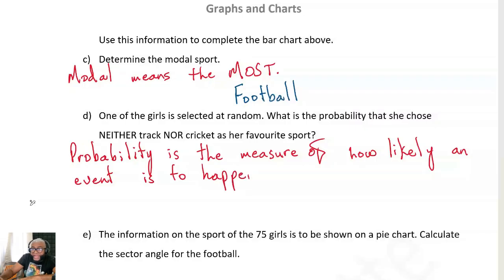So probability is how likely an event is to happen, right? So we have a formula to calculate probability, right?